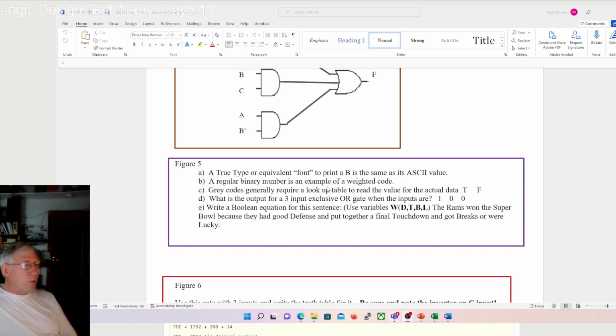Gray codes generally require a lookup table to read the value for the actual data. That's right, they do require lookup tables. What is the output for a 3-input exclusive OR gate when the inputs are 1, 0, 0? The output's 1. Write a Boolean equation for this sentence.